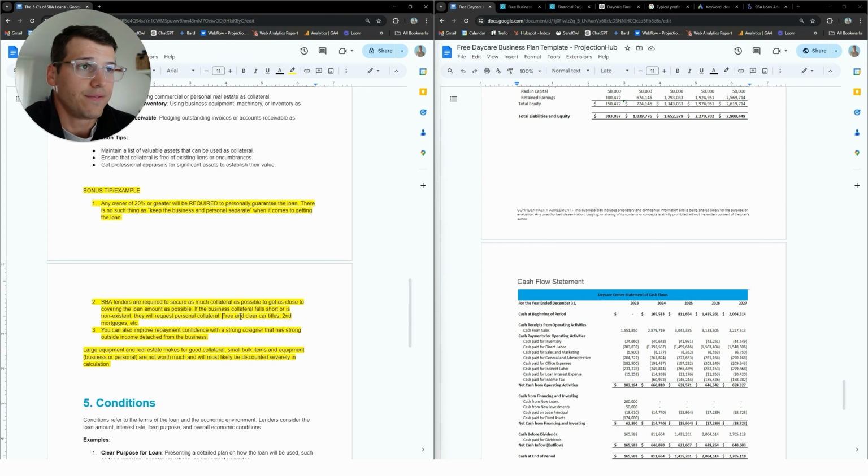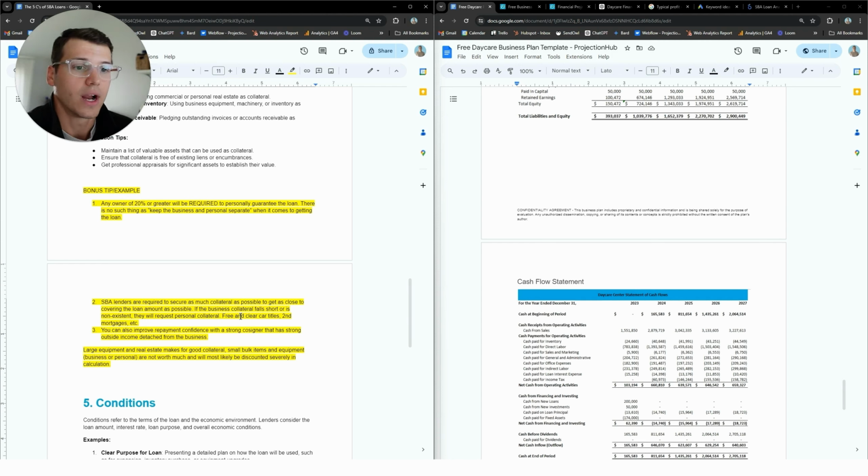So if you can get a co-signer who has strong credit and strong outside income, like a good job that's obviously isolated from the business, that can help lenders get more comfortable when they're checking out this test, because at the end of the day, they're just trying to reduce their risk. That's really what your lender's trying to do.